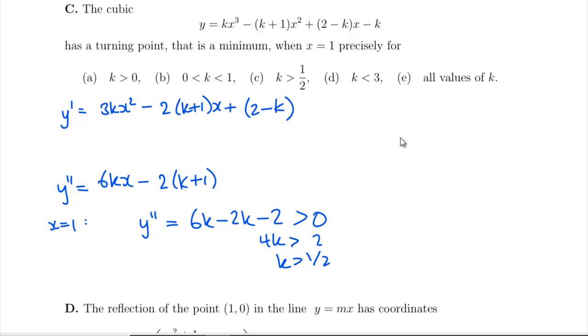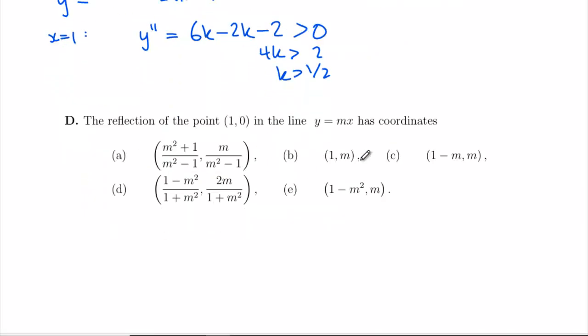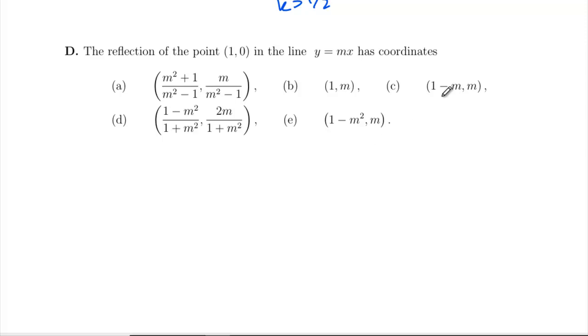So it's already pushing us to C. When x is 1 here, just to make sure it is actually a turning point, 3k minus 2k minus 2 plus 2 minus k is equal to 0. So we've got 0 equals 0. So that checks out. k is greater than a half. Right, it's going to kick in soon, I'm sure.